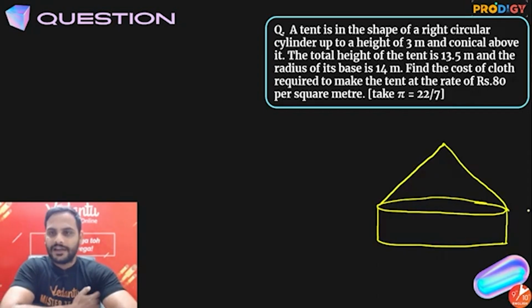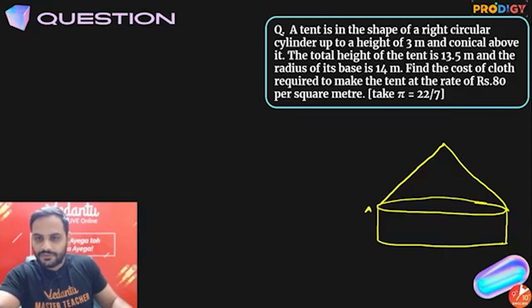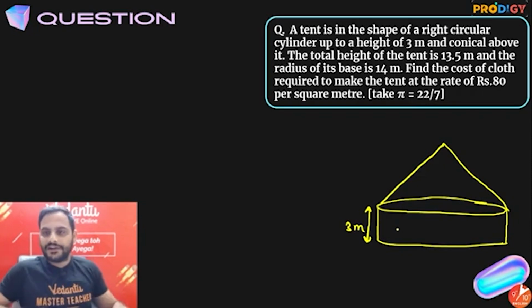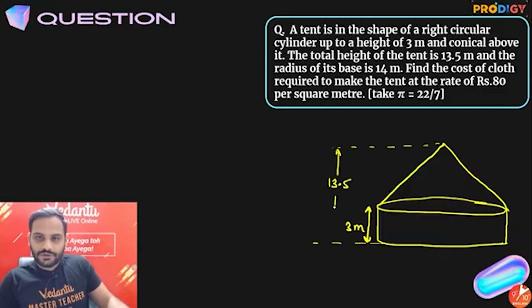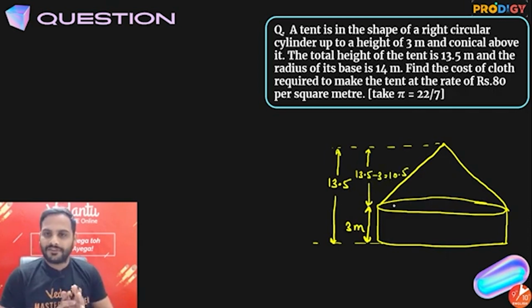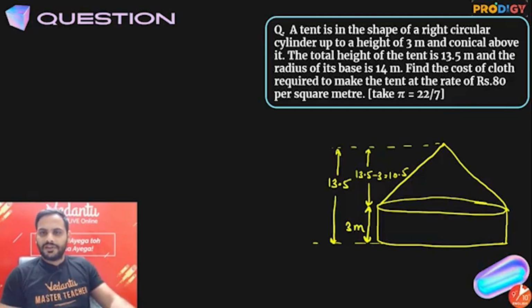Now what it is saying, the height of the cylinder is given as 3 meters. This is your 3 meters, guys. Now the total height of the tent is 13.5. If I give the total height as 13.5, you can be pretty sure the height of the cone will be 13.5 minus 3, which is 10.5. Yes or no? 10.5 is the height of the cone. Clear? It's very easy. And the radius of the base is 14 meters.